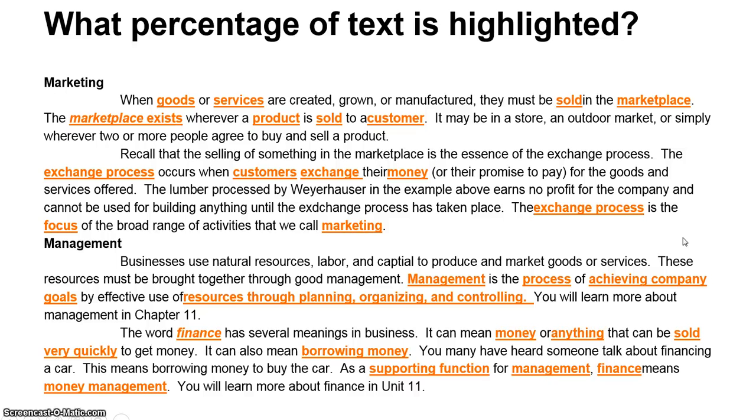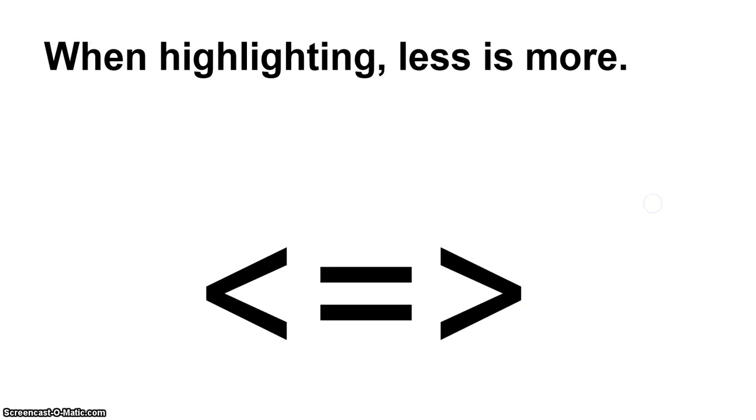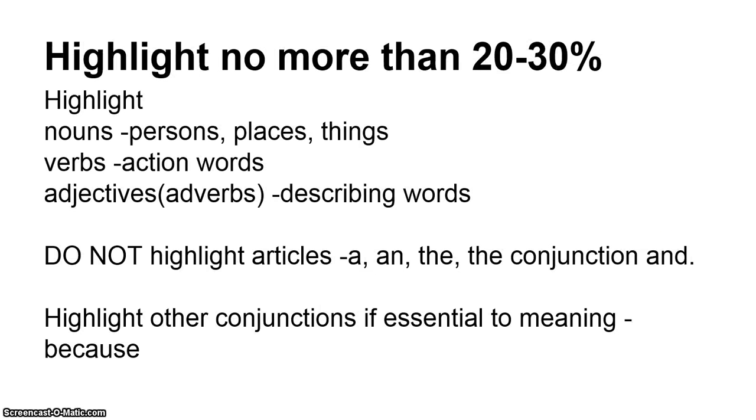So if you look at this selection, what percentage of the text is highlighted? I think you might remember the first time you were ever given a highlighter. If it was yellow, then probably most of your paper was yellow. Highlighting is a bit of an art, and there's a bit of a science to it as well. So think about what percentage of text is highlighted on this piece. It's an extension of the earlier piece. When you're highlighting, it's mathematically expressed, less is more. You want to try to highlight no more than 20 or 30%.